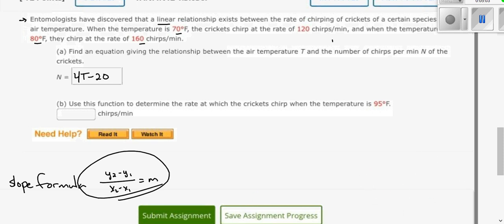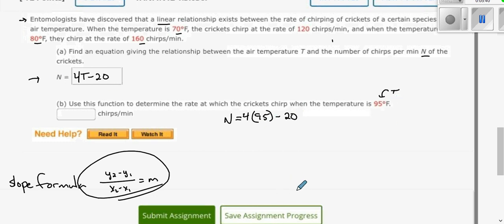All right. I have my equation. It says use this function to determine the rate at which the crickets chirp when the temperature is 95 degrees. So now we have a new t, find the rate. That's the n. Well, it's right here. So my t, so now I'm going to say, okay, what's the number of cricket chirps rate per hour, whatever that means, equals 4 times this t, 95, minus 20. I just used this formula I created to find my answer.